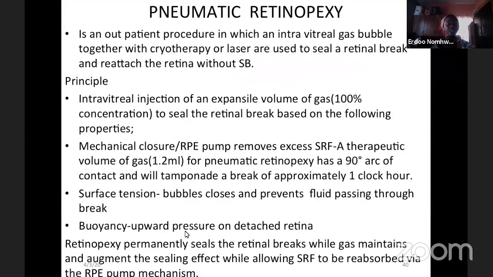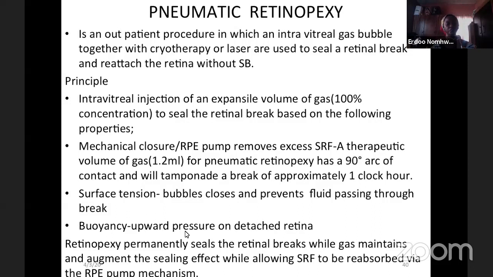Just to mention here that most of these techniques are actually done together. It's not one thing. That's why you can see a diagram of the scleral buckling done there, and then there's subretinal fluid drainage done there, and then also pneumatic retinopexy where you have to inject a gas after you have drained in case you have a flat retina. Pneumatic retinopexy is another method in which an intravitreal gas bubble together with cryotherapy or laser is used to seal the retinal break and reattach the retina without scleral buckling.